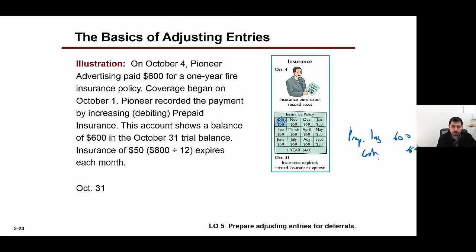But now we have to adjust for that one. We need to expense the part that was used in October, that's $50. As a result, we decrease prepaid insurance, which is an asset, by $50, and we have used this as insurance expense, so insurance expense has increased by $50. So we debit insurance expense 50, we credit prepaid insurance 50.